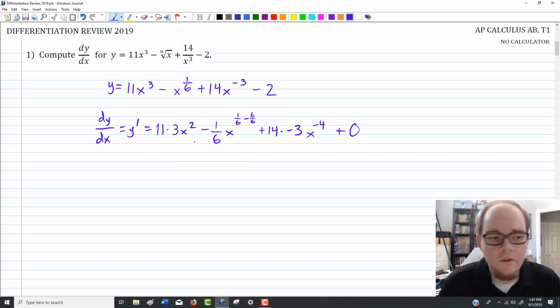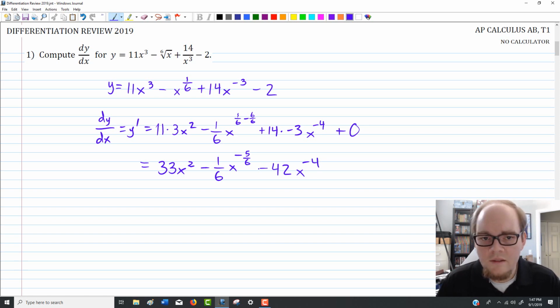From here, although this is fully correct, we could simplify this and write this in a lot better form. So the first term can be 33x squared. The next one will be minus 1/6 x to the negative 5/6. We'll look at that once more in just a second. The next term becomes minus 42x to the negative 4th.